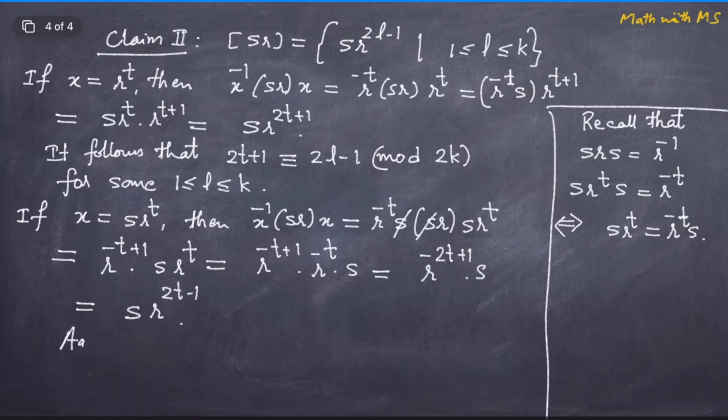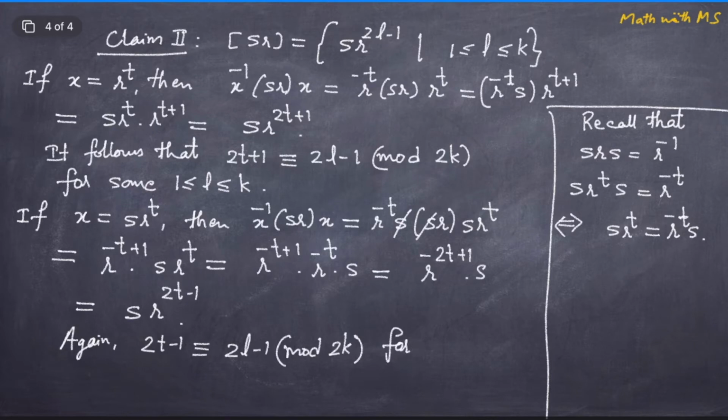Again, 2t minus 1 is congruent to 2l minus 1 mod 2k, for some l bigger than or equal to 1, less than or equal to k. This shows that each conjugate of sr is of the form s r to the power 2l minus 1 for some l bigger than or equal to 1, less than or equal to k. Let us prove the converse.